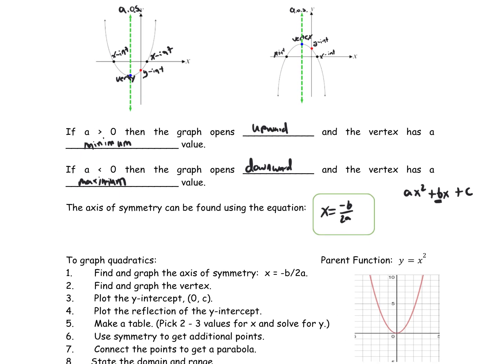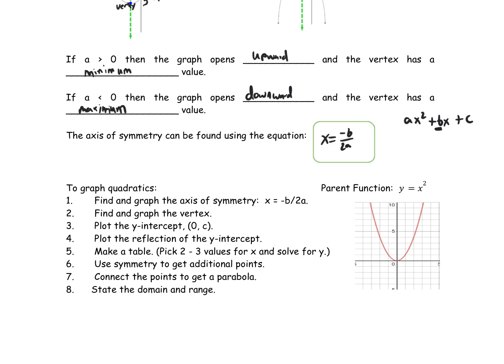So, to graph a quadratic, there's a simple formula. The first thing we're going to do is find that axis of symmetry and plot it on the graph. So we take that negative b over 2a, simplify it as much as we can, and plot it onto our graph. Remember, that's going to be an imaginary line. Then we are going to use that x value and run it through our function, and that'll help us figure out our vertex.